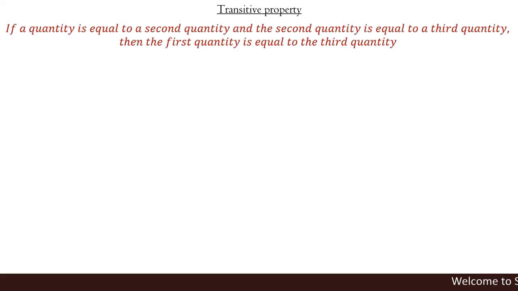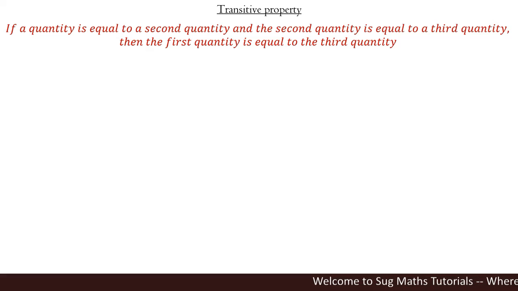Today, let's talk about transitive law or transitive property. Now, what does this transitive law say? It says that if a quantity is equal to a second quantity, and the second quantity is equal to the third quantity, then the first quantity is equal to the third quantity.